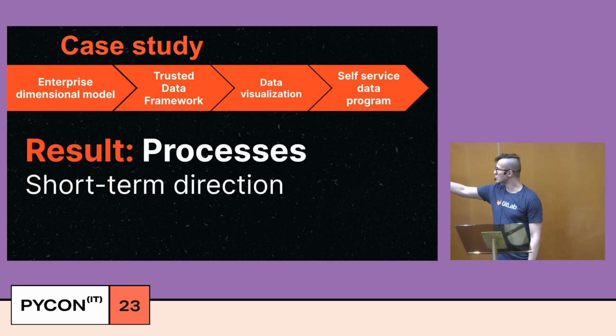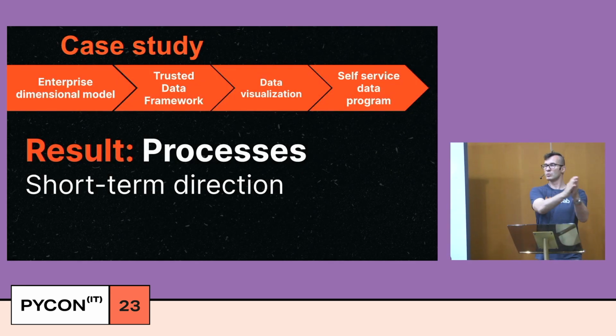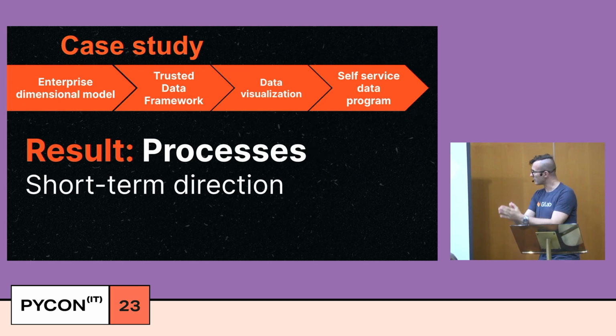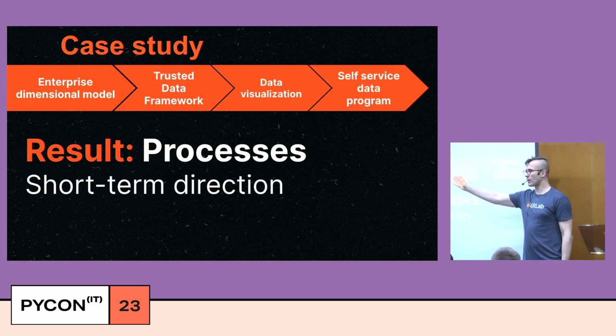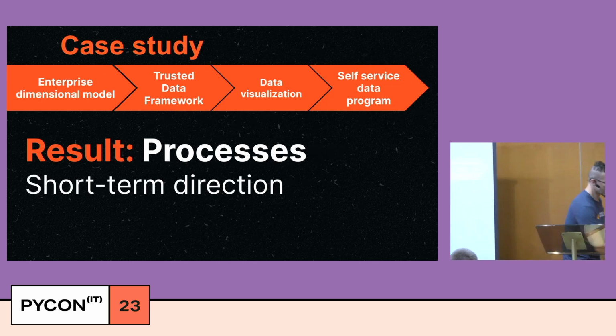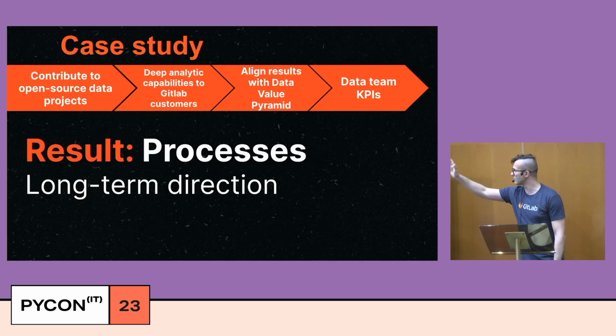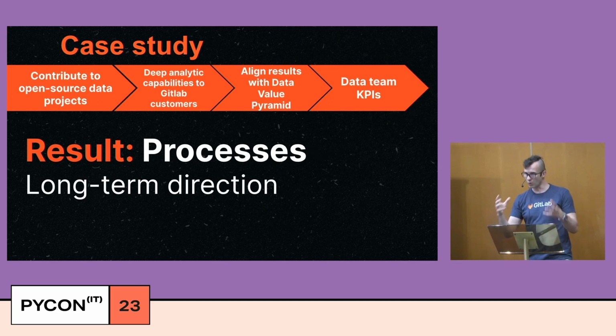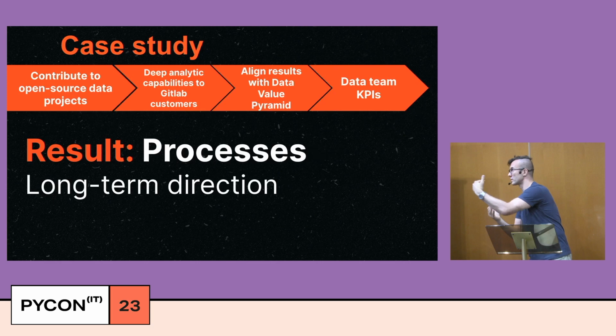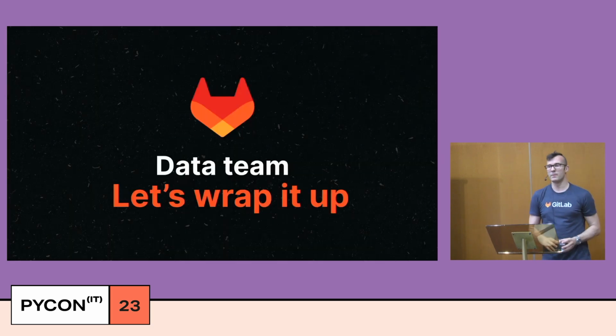Process, short-term direction. Where we want to go, short, mid-run. You see what we want to achieve. Same goes for strategic orientation. Just do not get lost. We still want to be open core, open source, know our customer, and have our KPIs, which keep us moving forward all the time. Then, let's wrap everything up.